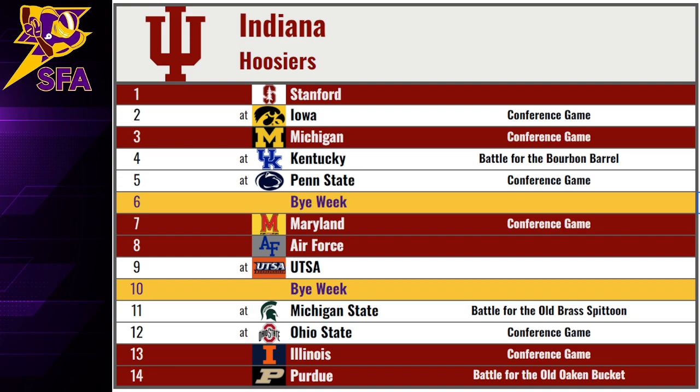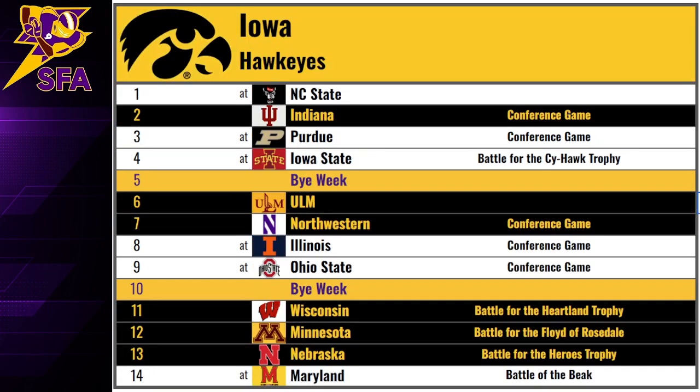All right, now we got Iowa. Coach Jarkis at NC State to start the season. That's an interesting game. The Cy-Hawk Trophy, obviously. ULM, pretty easy. And then, where's the other one? And Nebraska, obviously, in the Heroes game.